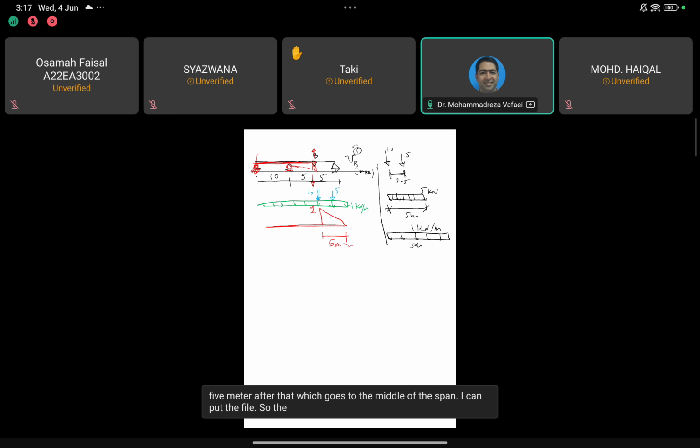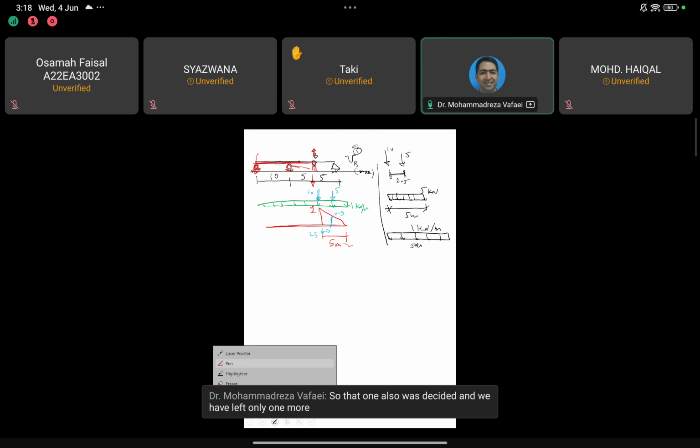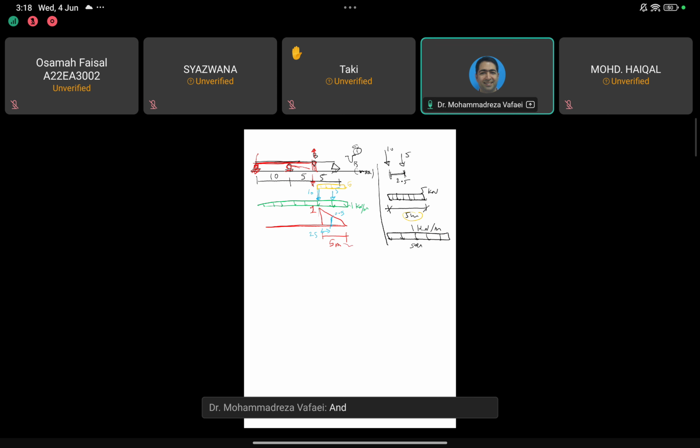The height here, which is 2.5 meter after the 1, is going to be 0.5 because it is the middle of the span, and from here to here also we have 2.5. So that one also was decided, and we have left only one more, and that is the moving uniform load. Since the length is 5 meter, which is all over the span, it should also be placed right here from beginning until the end of the influence line, and the intensity is 5.